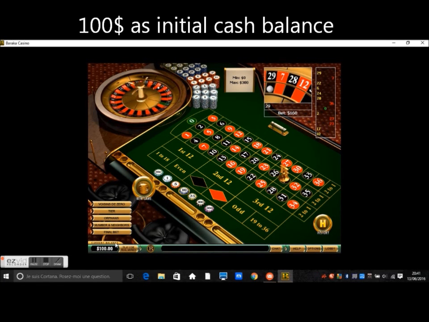Now let's start the strategy. My goal is to stop playing when I reach the winning graph. I will carry on with the same strategy if I am on a losing graph. I will start with $100, and I will look for a small win of $40 or over.